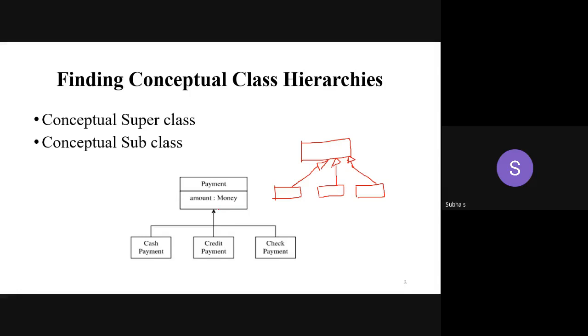This one is called shared target, because the single line is shared to 3 classes. But in this representation, I have given 3 separate lines from the 3 separate subclasses. So this is called separate target. This one is called shared target.